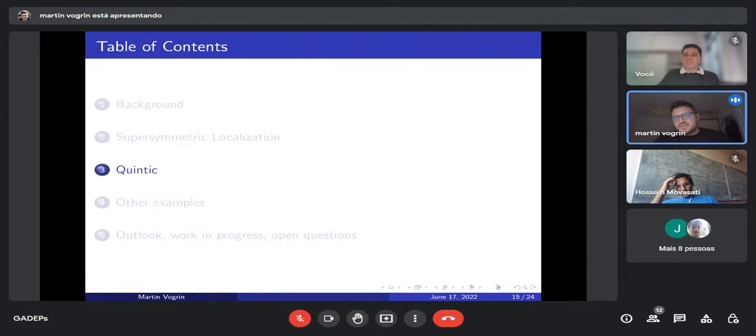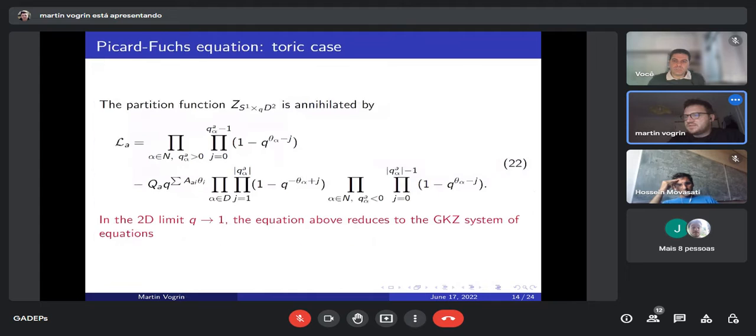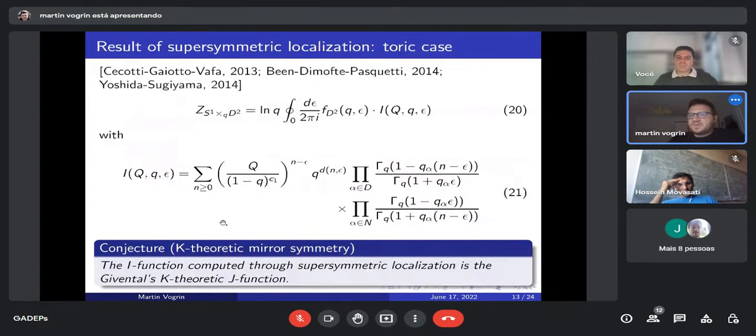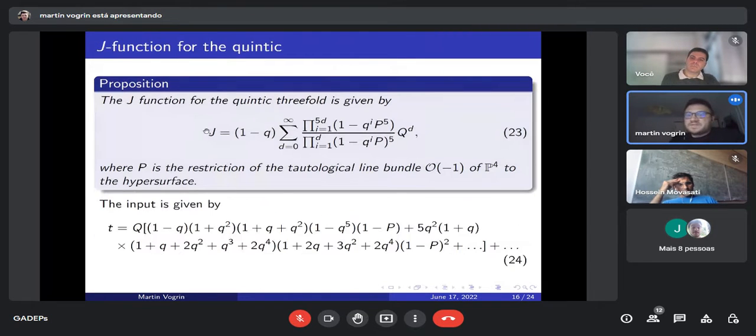Okay, so I introduced quite a few things now. Maybe let me go to one of the simpler cases, which is the quintic. For the quintic, one can compute the partition function, and this is really just this formula. Working with this formula, changing it a little bit, simplifying the factors, one arrives at the following J function. This is the J function of the quintic. Here P is the restriction of the tautological line bundle on P4 to the hypersurface. The quintic is a degree 5 hypersurface in CP4, and if one restricts the tautological line bundle, then one gets this class P.